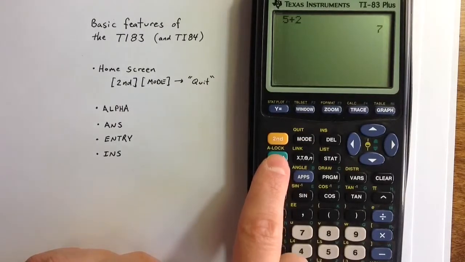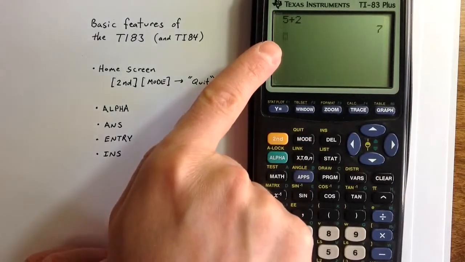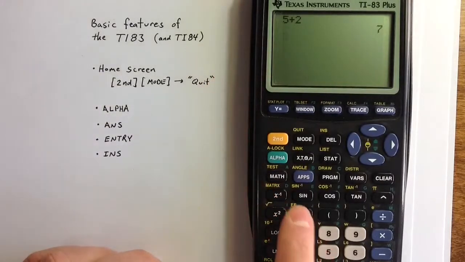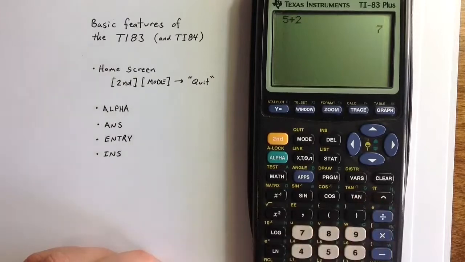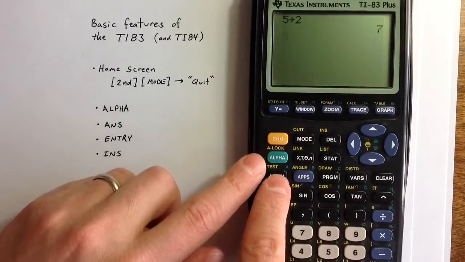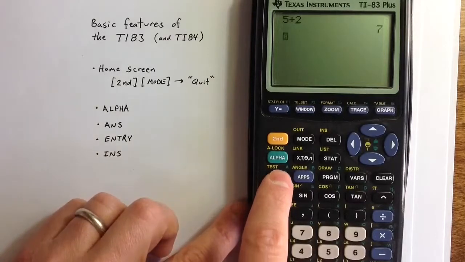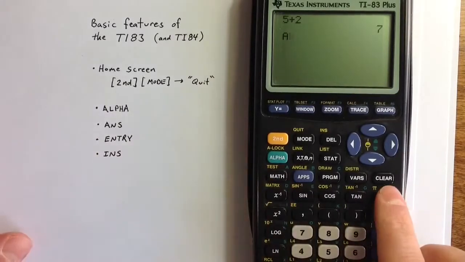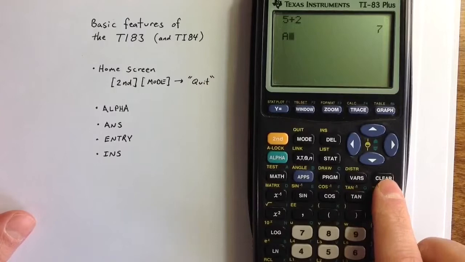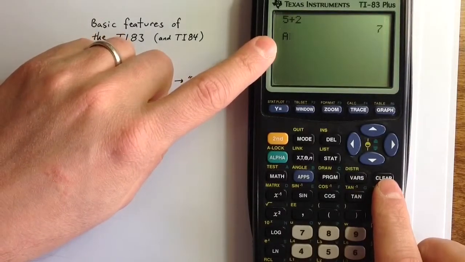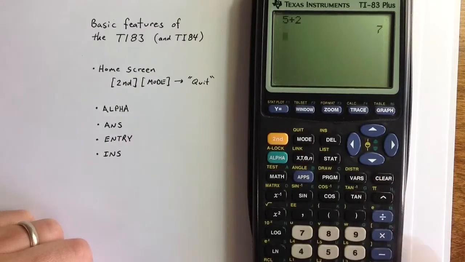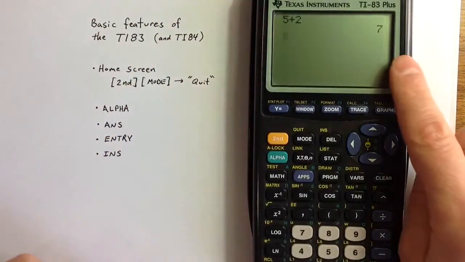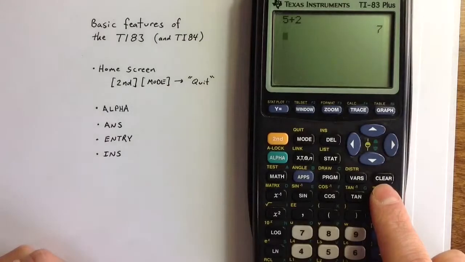The alpha key works in a similar way. If I hit the alpha key, it'll put a little A on the cursor, and then the alphabet is available in green, and so if I hit the math key now, it'll put A on the screen. Clear will clear if you're within a line. If you haven't hit the enter command at all, the clear will clear that line. And if you're at the very beginning of a line, clear will clear the whole screen.